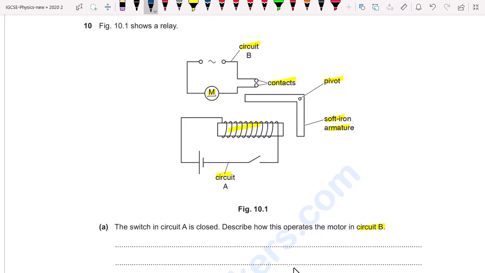First of all, the switch in circuit A is closed. When we close the switch, there will be current in circuit A and it will flow from the positive to the negative terminal of the battery, passing through the windings of this coil. So when we pass current through the coil, it gets magnetized, so there is a magnetic field in this coil. These are the magnetic lines of force.